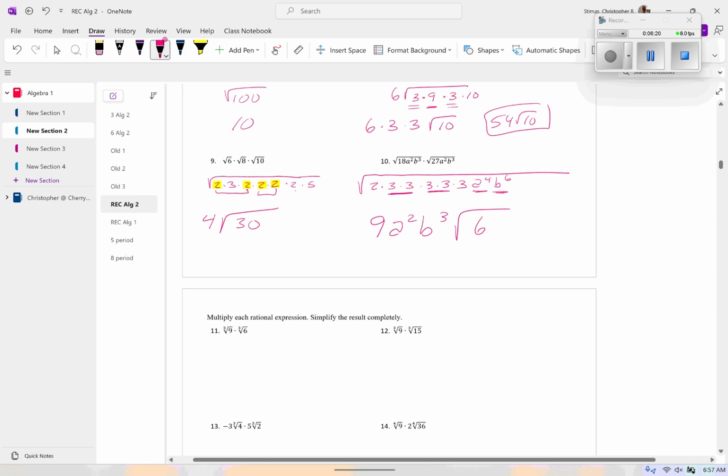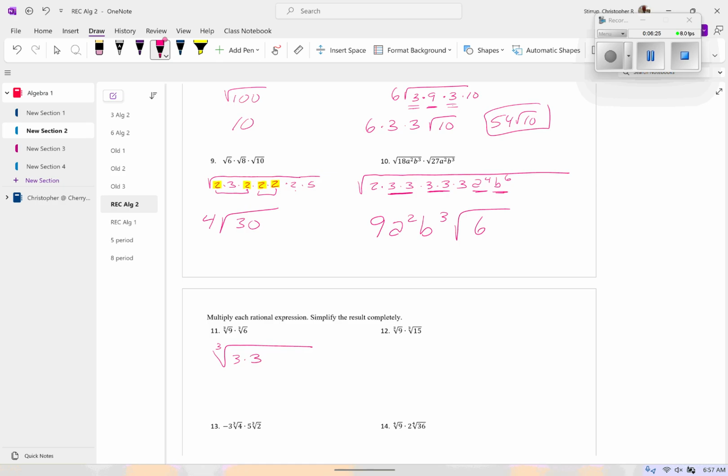Okay, third root. So we're going to do this the same way. 9 is 3 times 3. 6 is 3 times 2. We're looking for 3 of a kinds. So third root of that is going to give me 3, and then I have third root of 2 left behind.